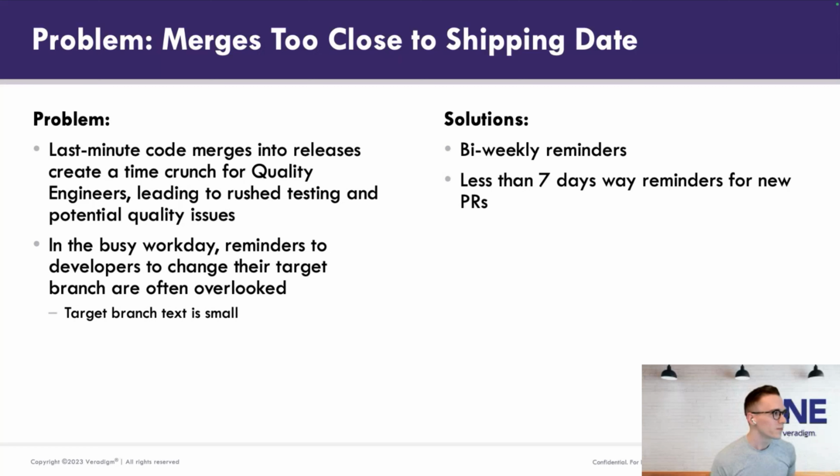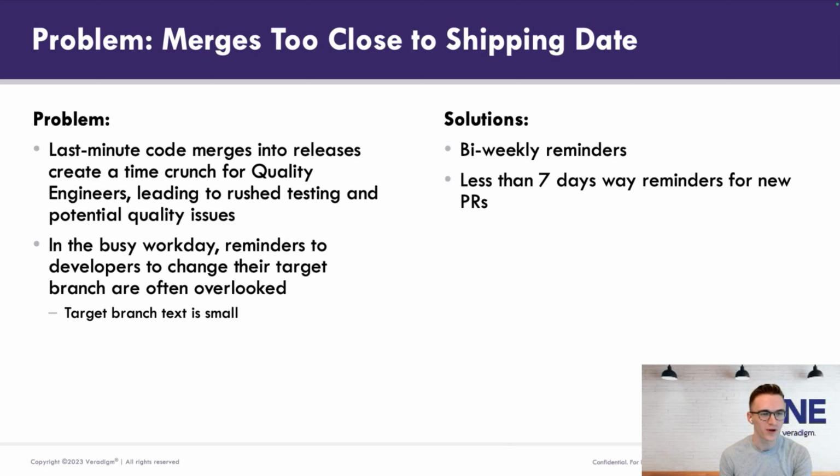All right, so the other problem we have run into with cascading merges are merges too close to the ship date. So last minute code merges into releases creates a time crunch for quality engineers, leading to rush testing of potential quality issues. And in the busy workday, reminders to developers to change their target branch are often overlooked.